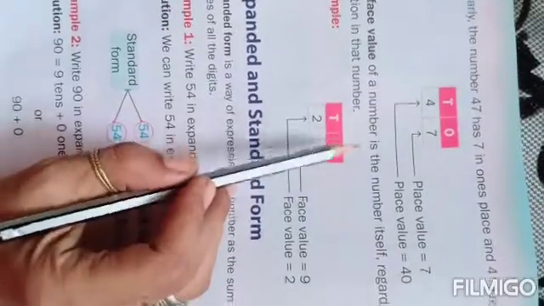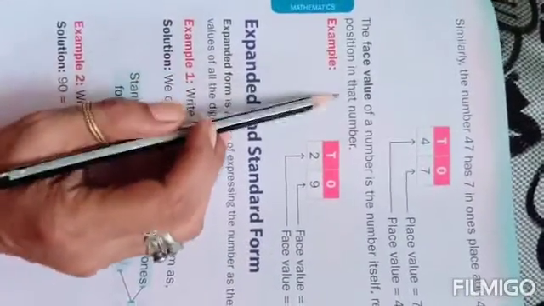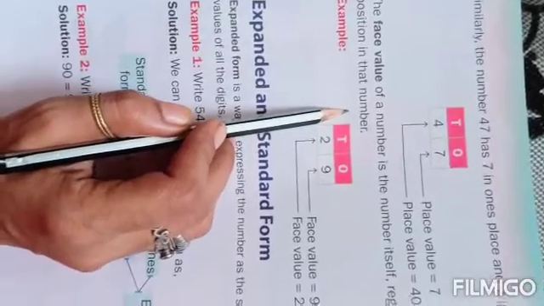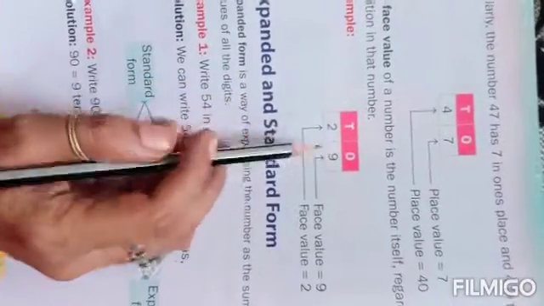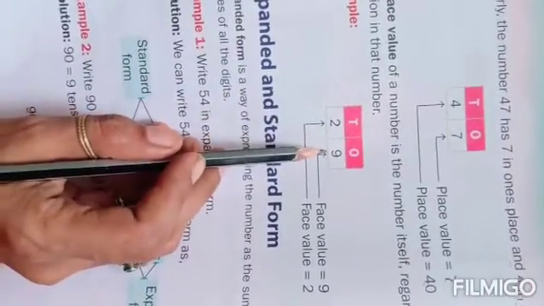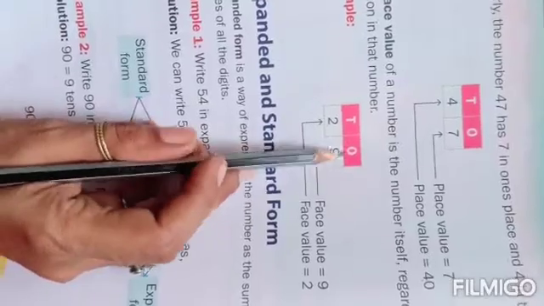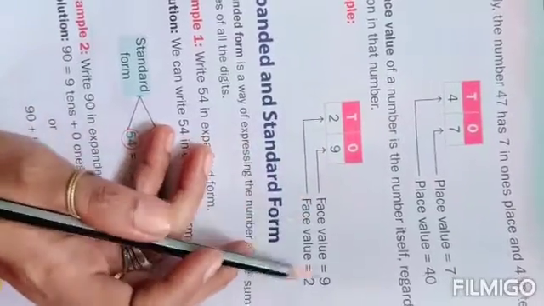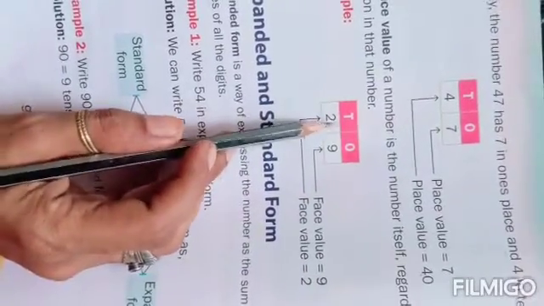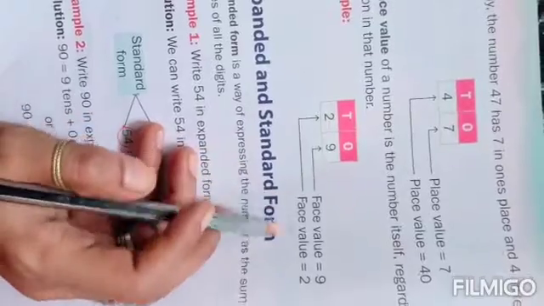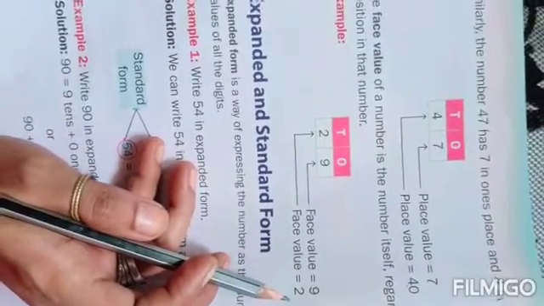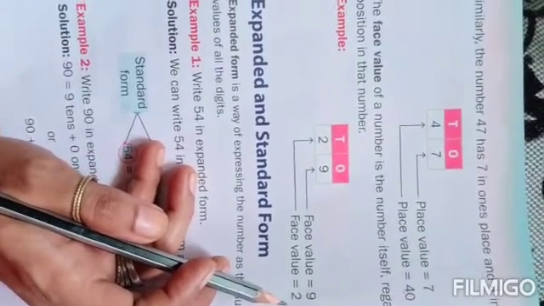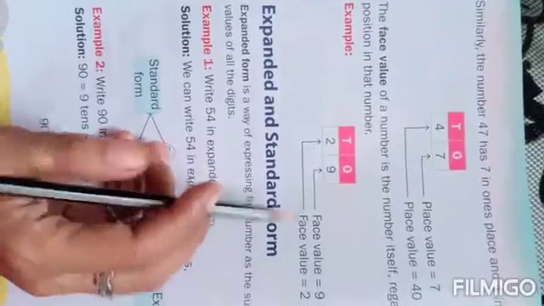The face value of a number is the number itself regardless of its position in that number. That means whatever the number is, its face value will be the same. If the number is 9 in the ones place, the face value will be 9, and if the number is 2 in the tens place, the face value will remain 2 only. It is not going to be 20. Okay students, did you get this much?